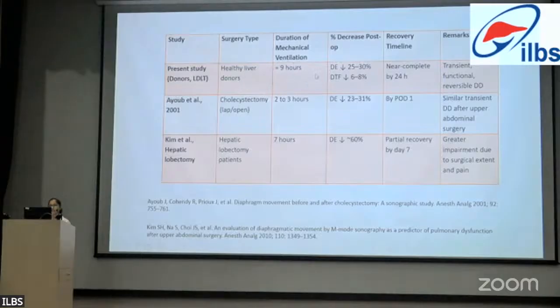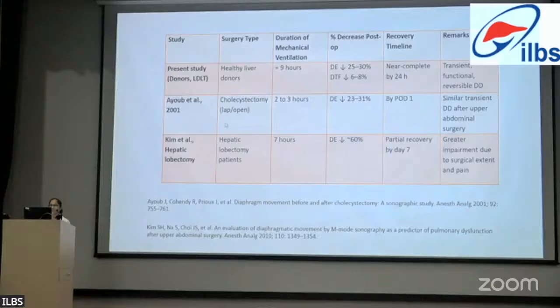In our study, where we have evaluated healthy donors for a mechanical ventilation of 9 hours, we could see the diaphragm excursion decreased about 25 to 30% and diaphragm thickening fraction by about 8%. But we can see the recovery timeline is only 24 hours, where we had seen a near complete recovery, indicating a transient and reversible diaphragmatic dysfunction.